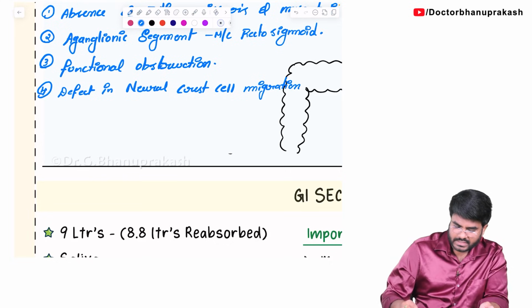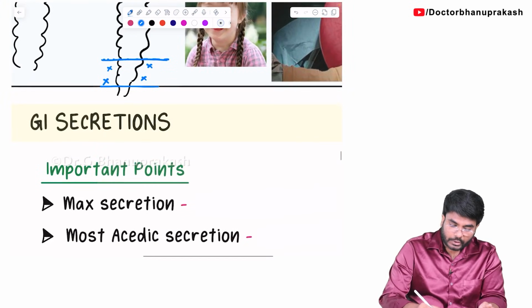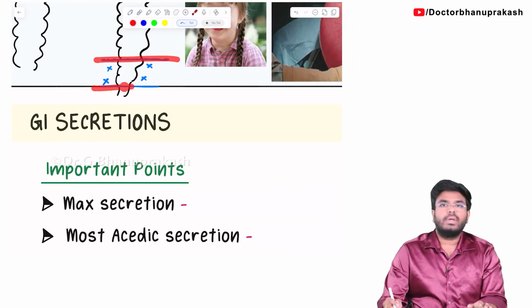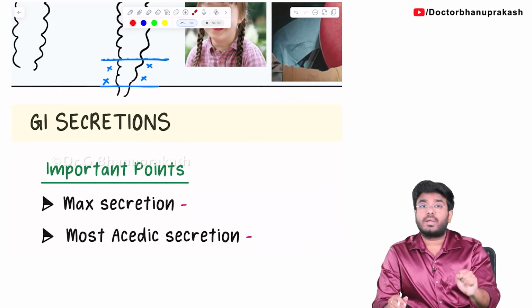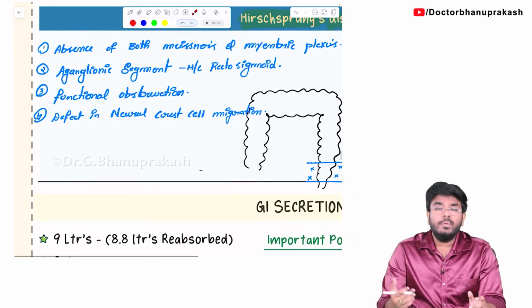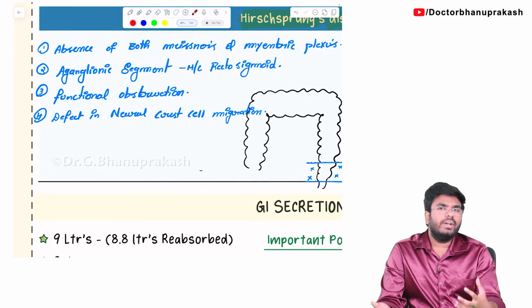There is a defect in the neural crest cell migration process. So, the neural crest cells didn't come to this area, so there is no Meissner's plexus and no Auerbach's plexus. So, there is a functional obstruction. Now, you tell me, which people will develop this? This is Hirschsprung disease. Who will develop this?